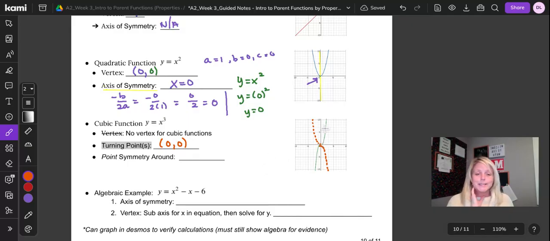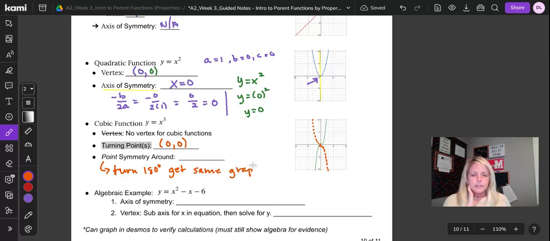In which case, cubic functions have point symmetry. Remember, point symmetry means that you turn it 180 degrees and you get the same graph, the exact same points. So for here, that would be around the point 0, 0, so these are going to be the same.